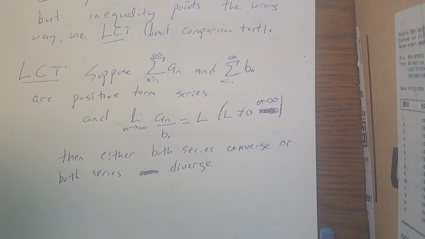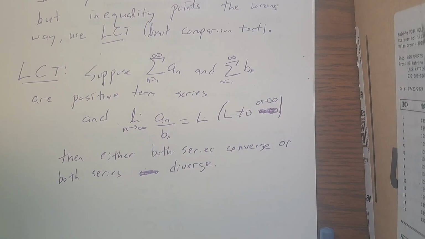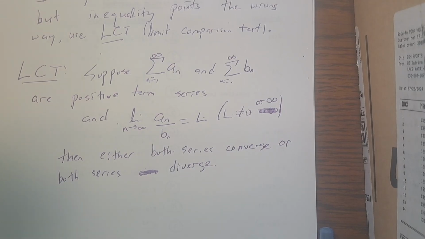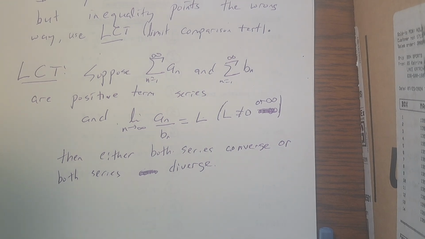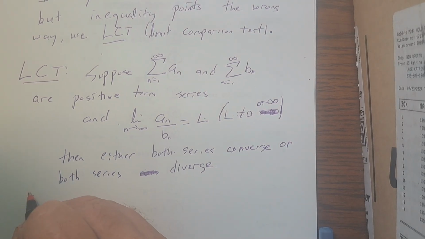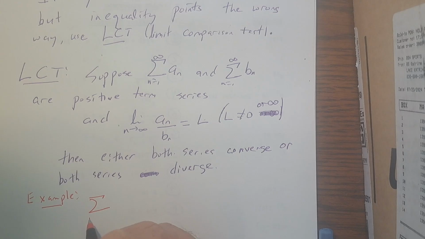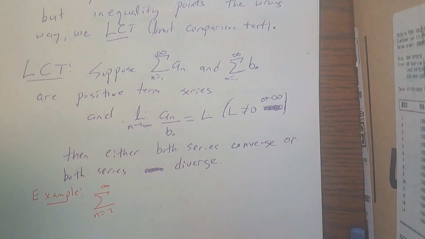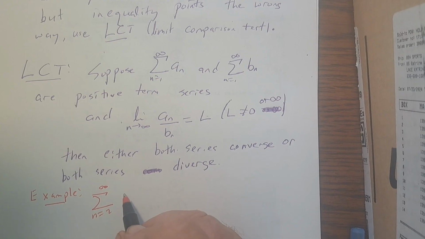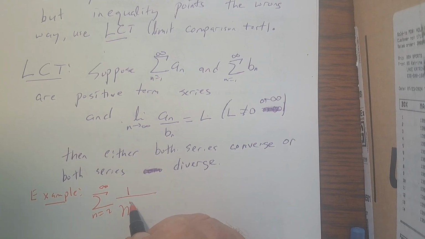So let's take a look at an example, and I'll show you what I mean by something you can't tell or that points in the wrong direction. All right, so let's do this one. We're going to examine the sum from n equals 2 to infinity of 1 over n to the 4/3 minus n.